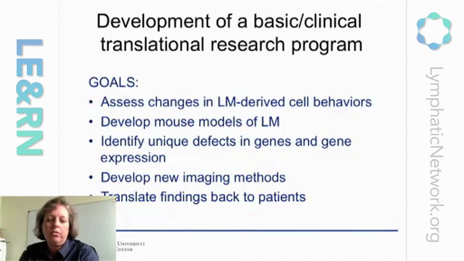Our goals are also to develop mouse models, because if we have mouse models, we can actually understand the pathogenesis, or the development, what contributes to lymphatic malformations, but we can also start looking at different therapeutic interventions. We want to identify unique defects in genes and gene expression, so doing what's called precision medicine. Even President Obama brought this up recently as a huge initiative for the National Institutes of Health.